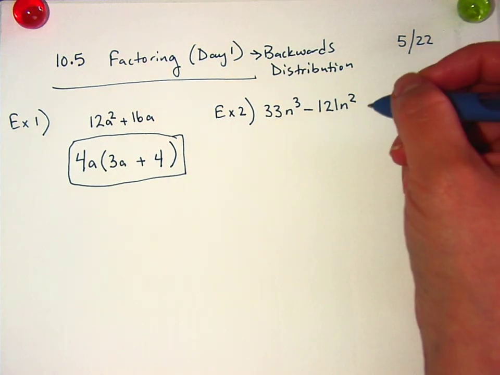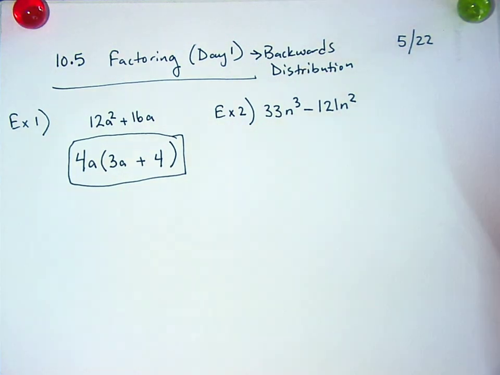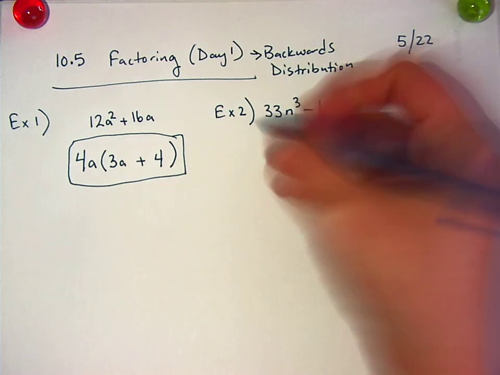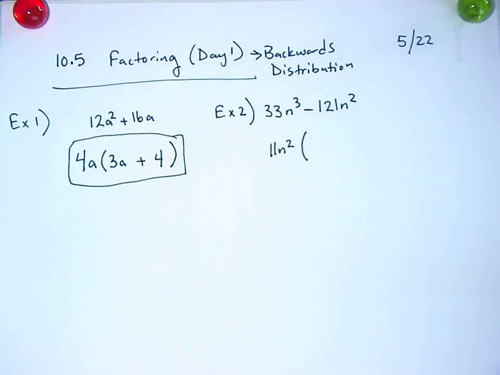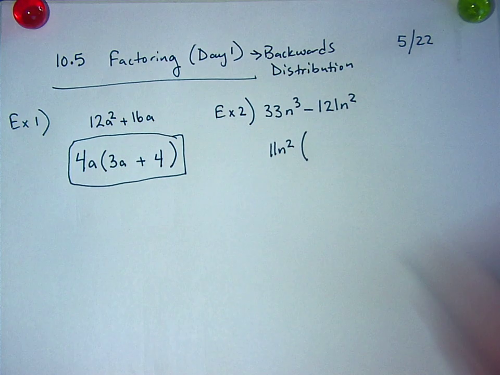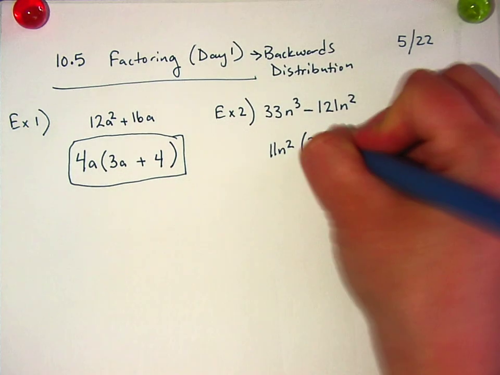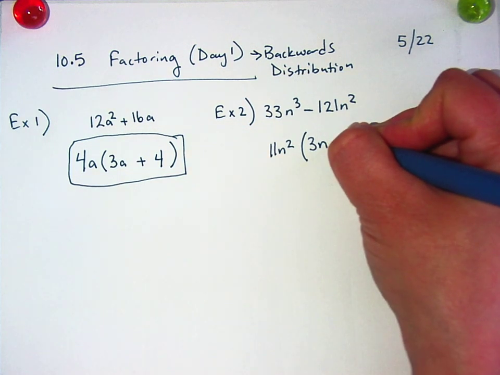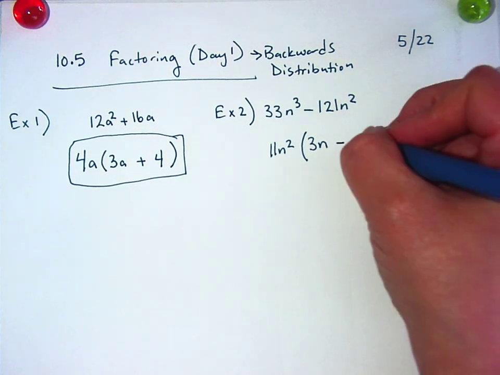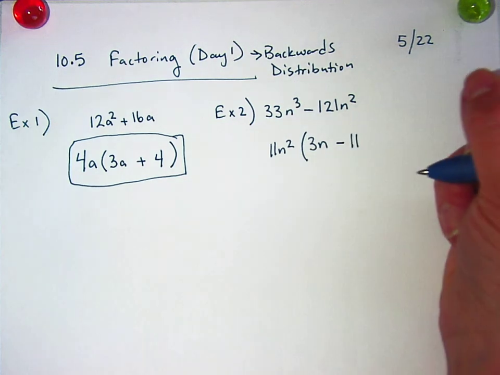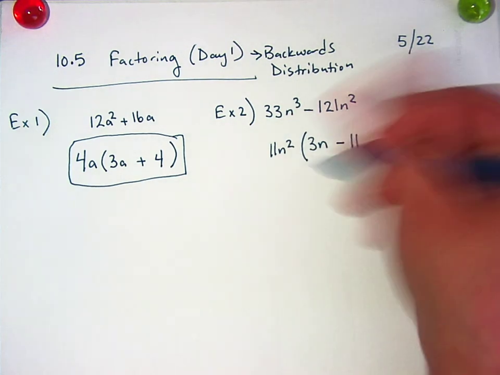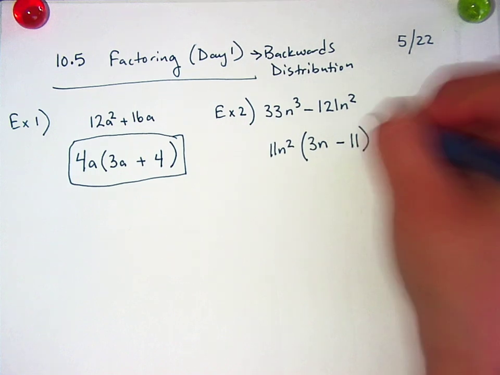All right. I'm going to talk through this one with you. So did you guys figure out what's in common between 33 and 121? 11 and an n squared. You can take both of those out. If you take an 11 out of 33, if you divide it, what's left? 3 and an n. Does the minus stay? Yes. What's 121 divided by 11? 11. Do I still need an n? No. If I had an n there, then it would be n to the third when I distributed it in. And that's it.